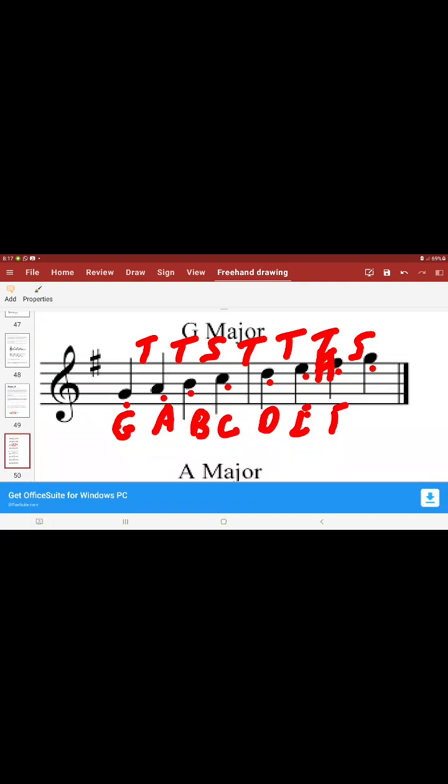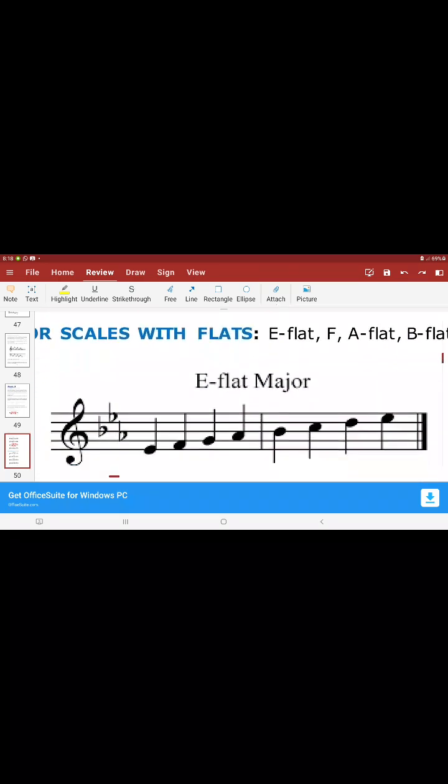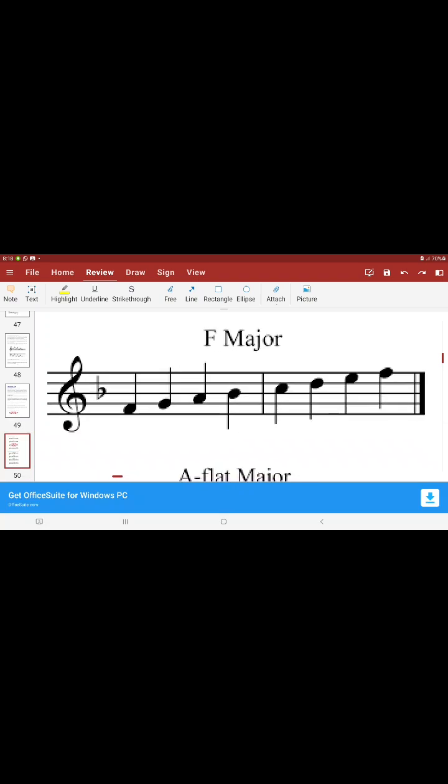Whenever it is otherwise stated, maybe they will put a natural symbol or a flat symbol on that line and space of F. Otherwise, wherever you see F, that F will be sharpened. So that is key G. Okay, from G, so let's go to key F. F in this case is flat. We use flat B. So that is F major.